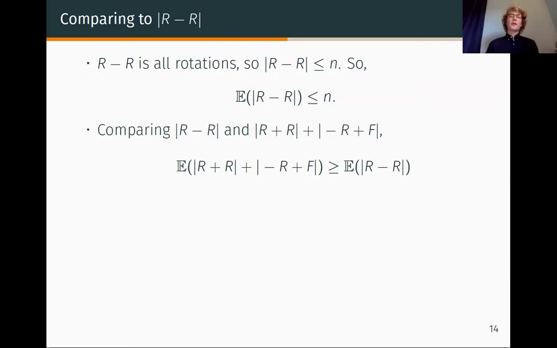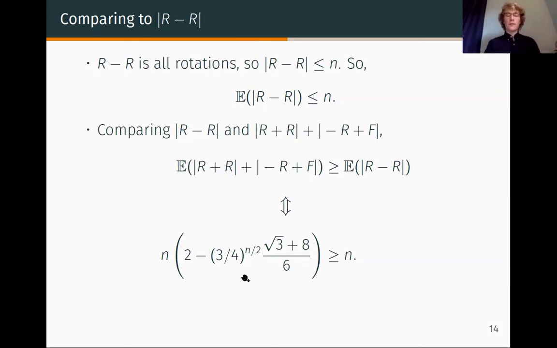So if we want to now compare this, we want to compare r minus r to r plus r and negative r plus f. To do this, we can just compare the expected sizes, which we've just computed. So on the previous slide, we found this formula for the expected size of r plus r and negative r plus f. And we know that if it's greater than or equal to n, then it's certainly greater than or equal to the expected size of r minus r. So these two things are equivalent.